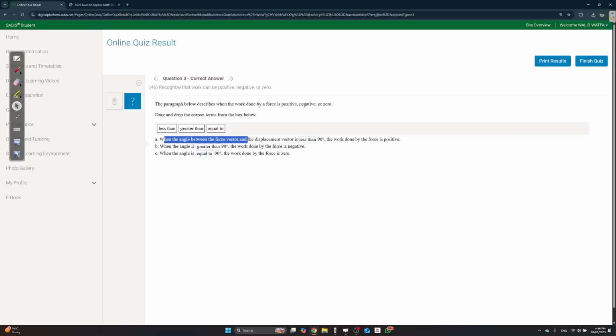The paragraph below describes when the work done by a force is positive, negative, or 0. Drag and drop. So when the angle between the force vector and the displacement vector is less than 90, the work done is positive. So when is it positive, when is it negative, when is it 0?